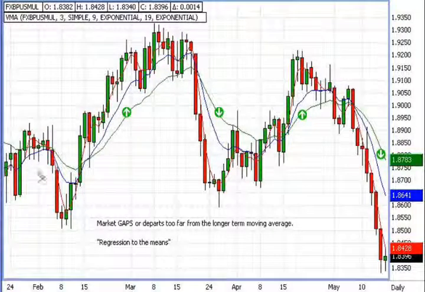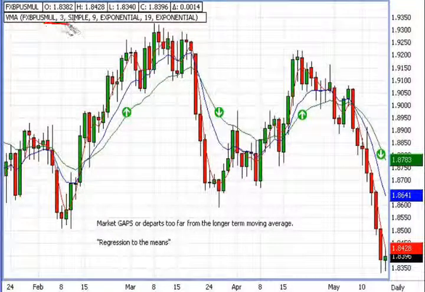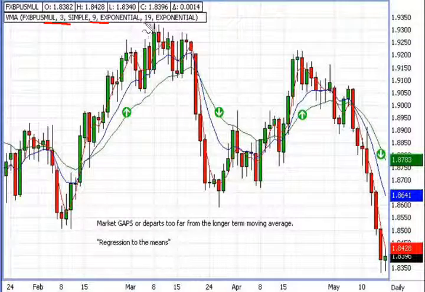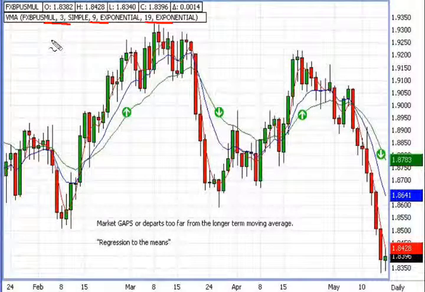And notice that we're looking at our 3, 9, and this is a 19 exponential. You can experiment and use a 3, 9, 18. You can use a 3, 9 weighted 18. You can use a 5 and a 10 period moving average. You can use a 5, 10, 20. Many traders use various forms of moving averages.